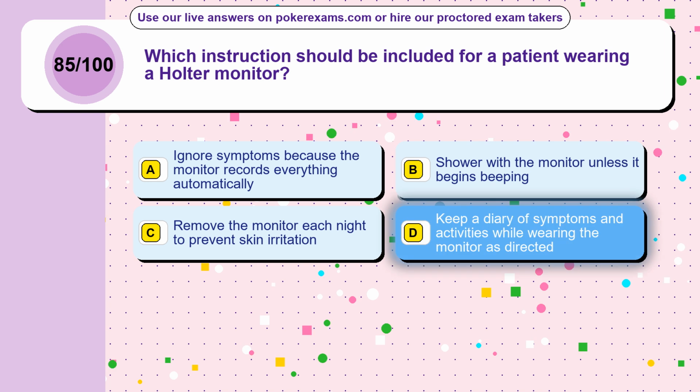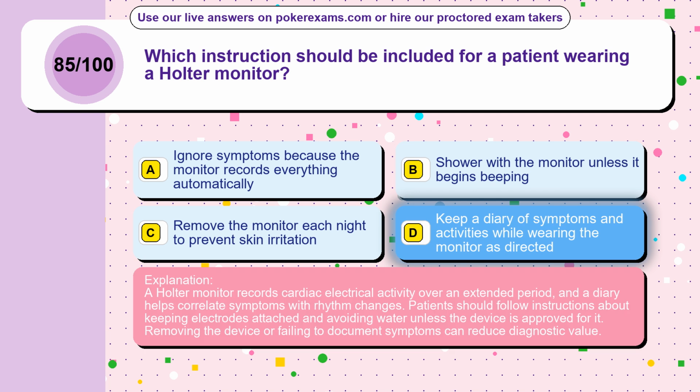The correct answer is option D, keep a diary of symptoms and activities while wearing the monitor as directed. A Holter monitor records cardiac electrical activity over an extended period, and a diary helps correlate symptoms with rhythm changes. Patients should follow instructions about keeping electrodes attached and avoiding water unless the device is approved for it. Removing the device or failing to document symptoms can reduce diagnostic value.